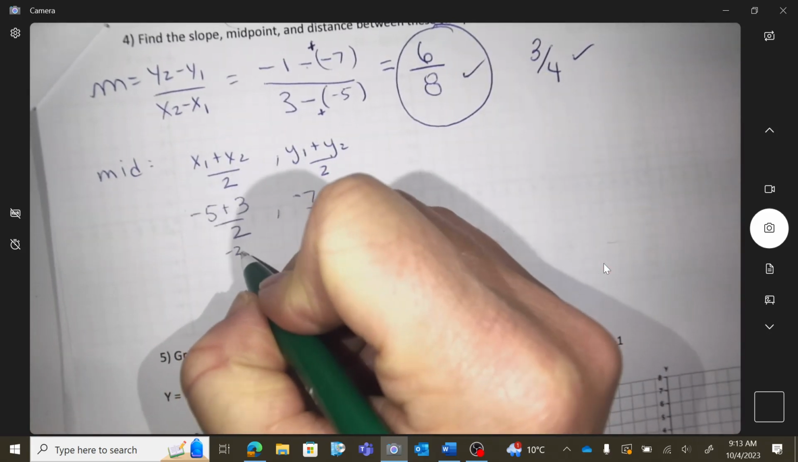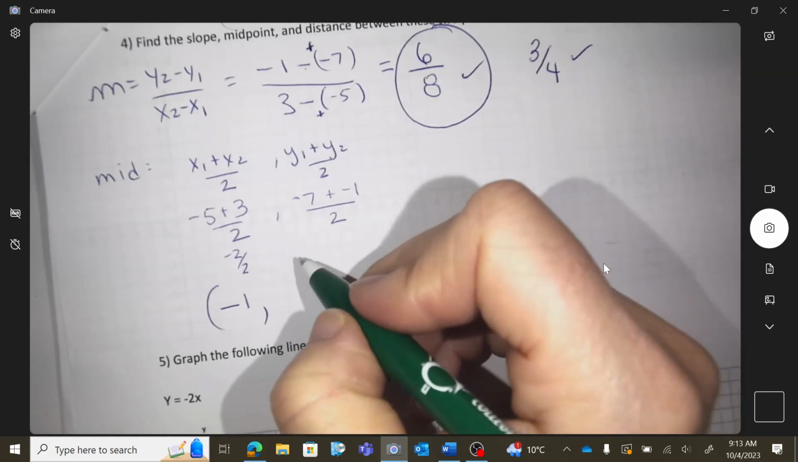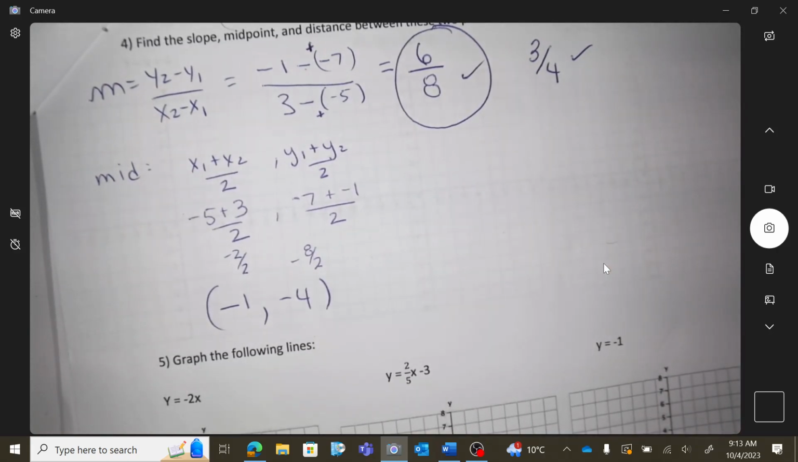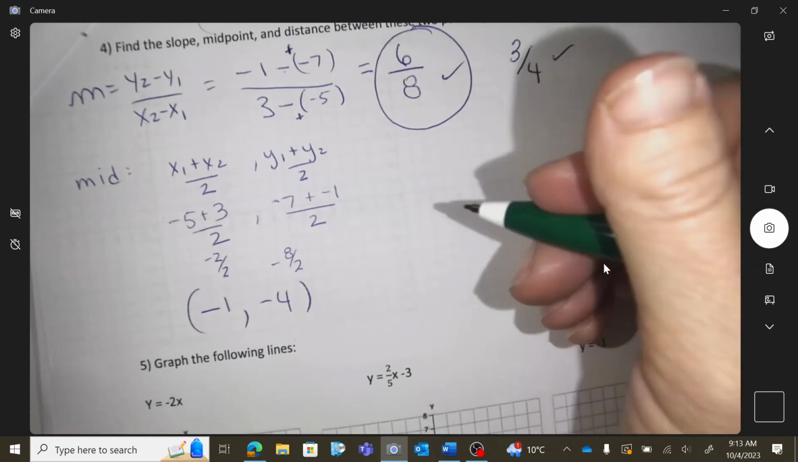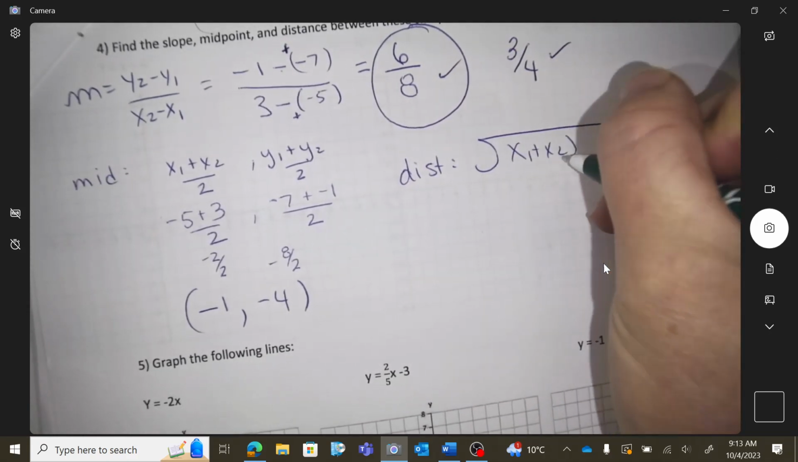Okay, I'm going to do it in my head. That makes -2. So -1. -7 minus 1 is -8. -4. Okay, and then we had the distance.